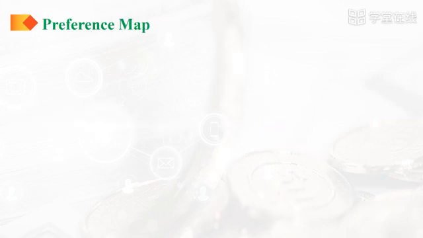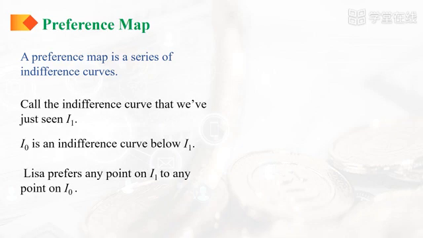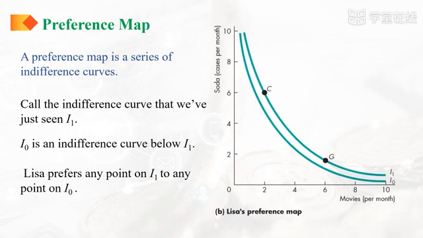Then let's continue. We can first use a preference map to describe consumers' choices. A preference map is a series of indifference curves. Call the indifference curve that we have just seen I1. I0 is the indifference curve below I1. Then we can conclude that Lisa prefers any point on I1 to any point on I0, because she would have more soda and movies consumed compared to any situation on I0.